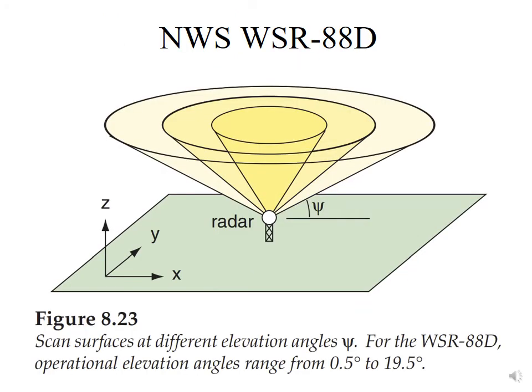The National Weather Service WSR-88D radars actually scan surfaces at different elevation angles, and these elevation angles range from 0.5 degrees to 19.5 degrees. And so they will do a scan at 0.5 and then they'll ramp it up to a different elevation angle and spin it around 360 and then a new elevation angle and spin it around 360. And it takes about 5 minutes to do a complete scan between 0.5 and 19.5 degrees.